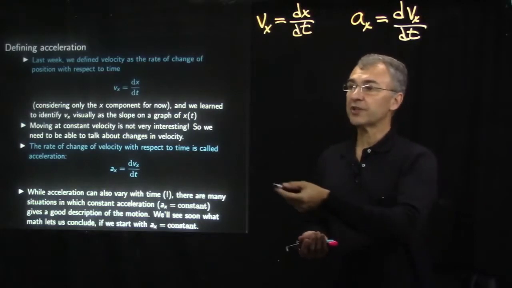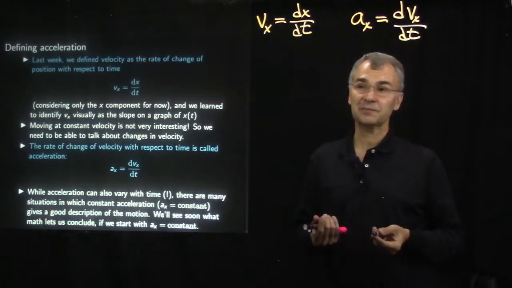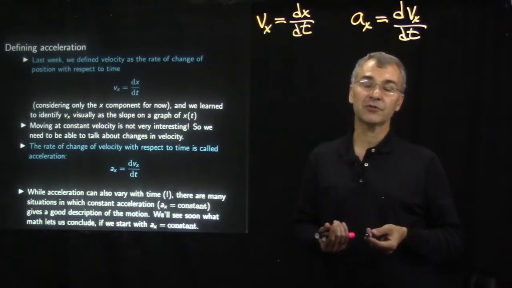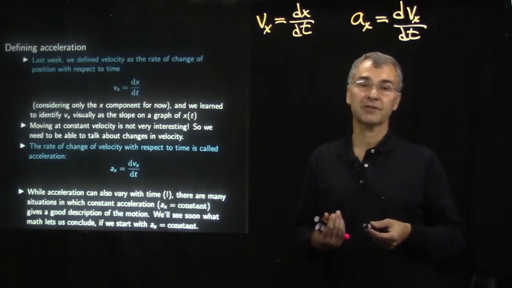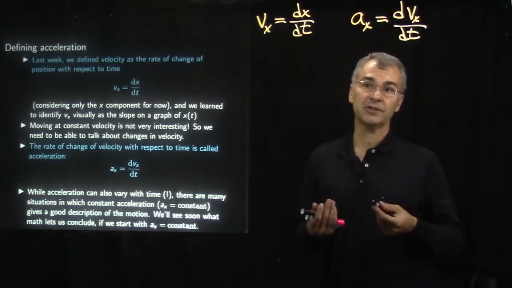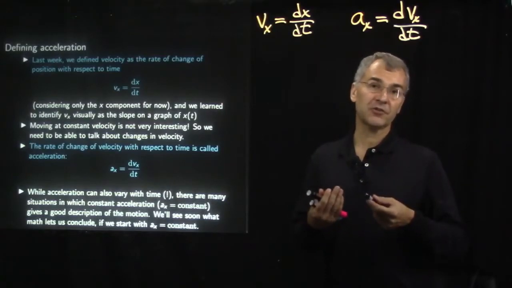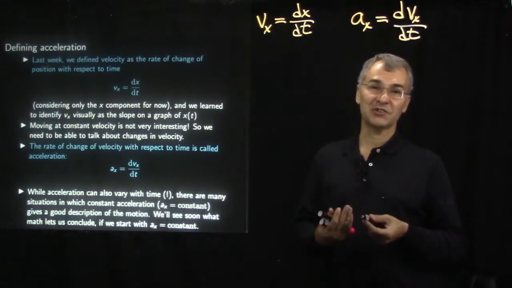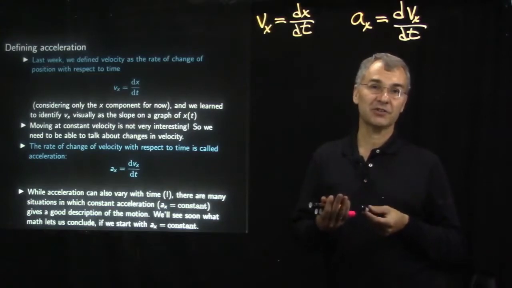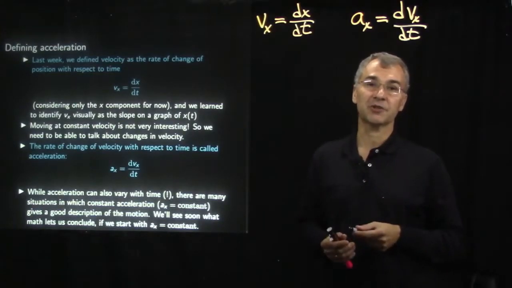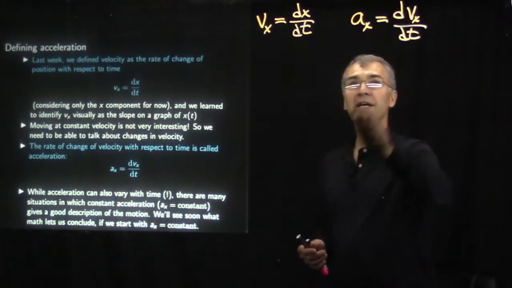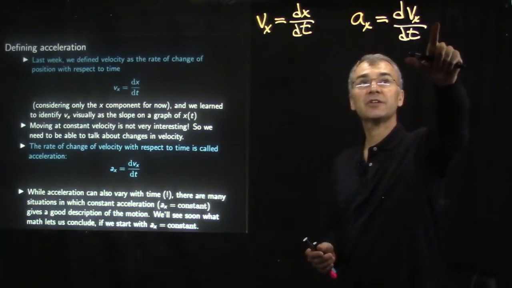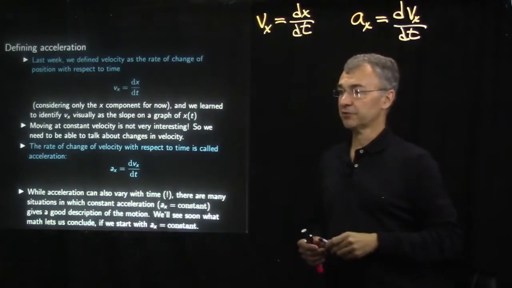Now, moving at constant velocity is not all that interesting. So we want to be able to talk about changes in velocity. And if the velocity of an object changes, then we say that object accelerates. So an object accelerates if its velocity changes. And in particular, acceleration is the rate of change of an object's velocity. So again, the rate of change of velocity with respect to time is called acceleration. And the x component of acceleration is the time rate of change of the x component of velocity.